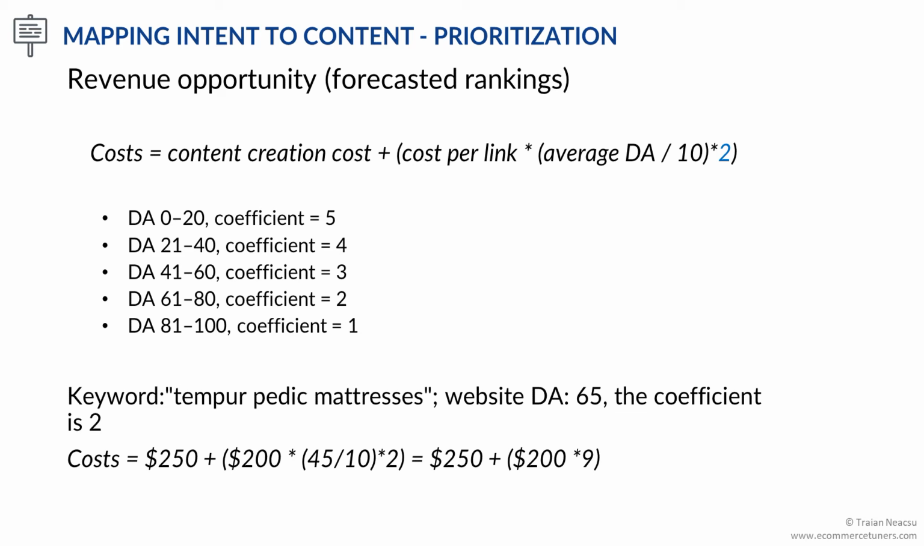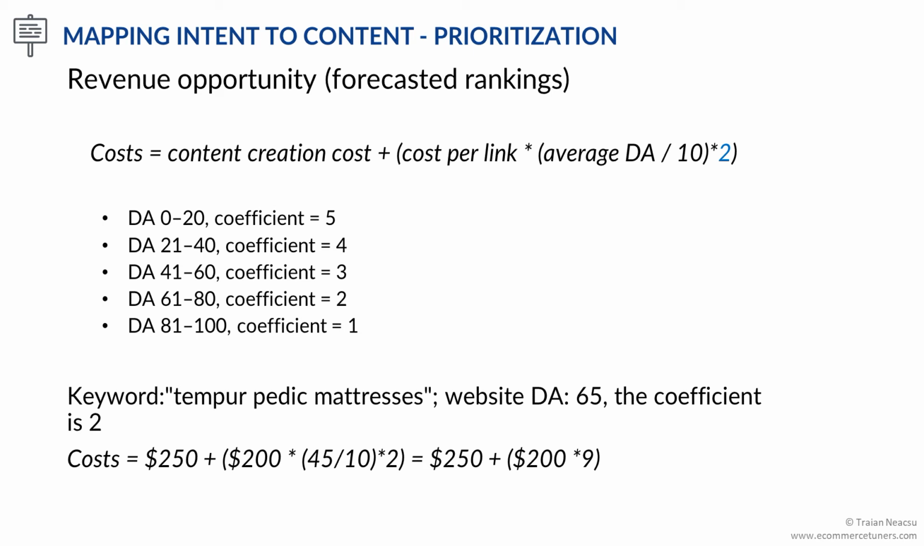The number 2 in this formula is a cost coefficient tied to your domain authority. The lower the domain authority, the higher the coefficient. You can use the following brackets as guidelines for adjusting the coefficient based on your DA. If your website domain authority is between 0 and 20, this coefficient will be 5. If your website authority is between 81 and 100, this coefficient will be 1. Basically, the costs formula says that the lower your DA, the more links you need to build to achieve first page rankings.